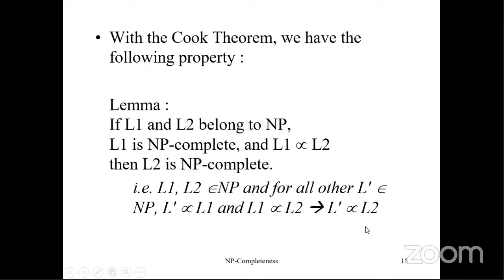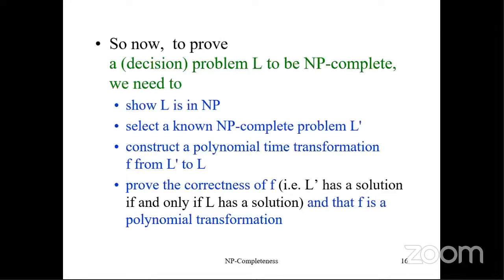So last but not the least, now we have to prove this problem L to be NP complete. We need to showcase the following. We show that L is in NP, and we select a known NP complete problem L prime. Then construct a polynomial time transformation F from L prime to L. And we prove the correctness of F, which is the transformation. That is, L prime has a solution if and only if L has a solution.